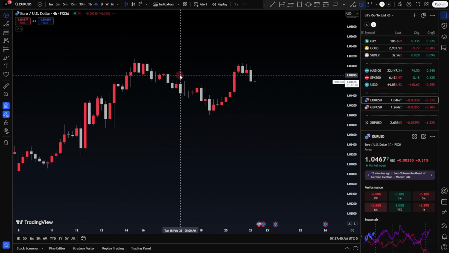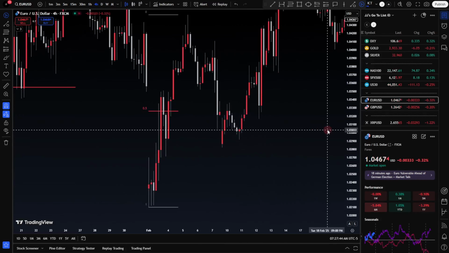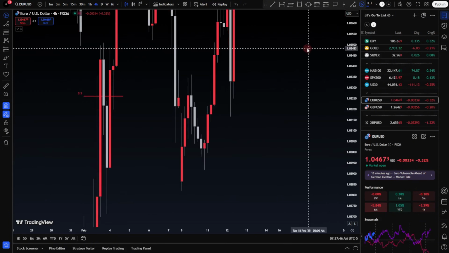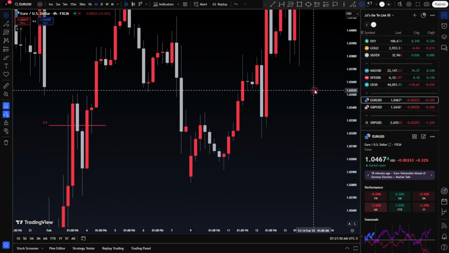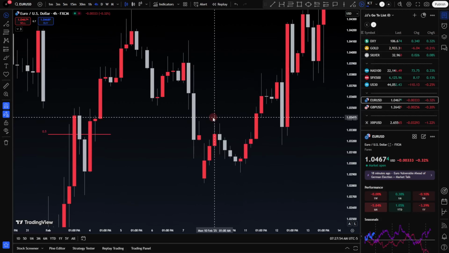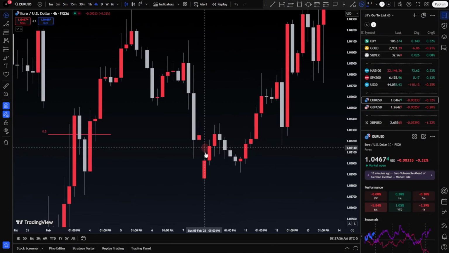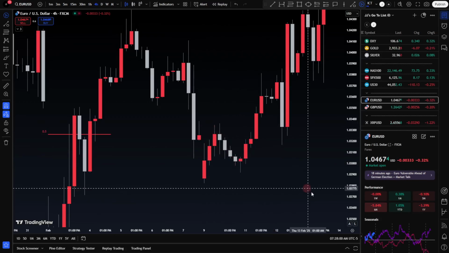Going to the 4-hour, I think with the premium and discount. Yes, I was on the 4-hour. All right, let's zoom in here. After we came into a discount, we had some more teleportation. We shifted back higher, came lower, and created this order block here.